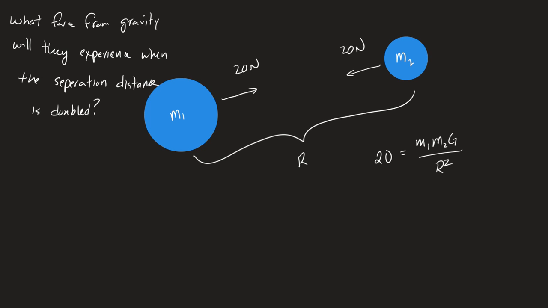Now, step four is tough. In step four, you should have something that has all variables on one side and a number on the other. Using the variables, plug in the variable that changed. m1 didn't change. m2 didn't change. G didn't change. Separation distance, it doubled. It changed. So step four, plug in the variables and make sure you put in the one that changed.